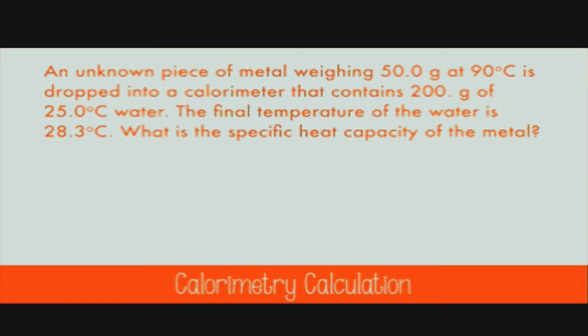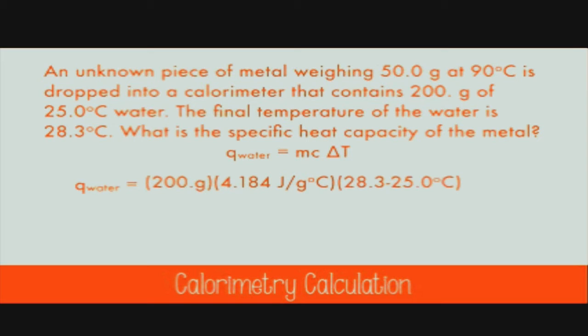First, we'll calculate the amount of heat absorbed by the water, because we have all the information we need. 200 grams times the specific heat of water, which we can just look up, times the final minus initial temp, our units of grams and Celsius will cancel, and we get 2,760 joules. Because the water could only absorb heat that was released by the metal, we can assume the same amount of heat was released as was absorbed.